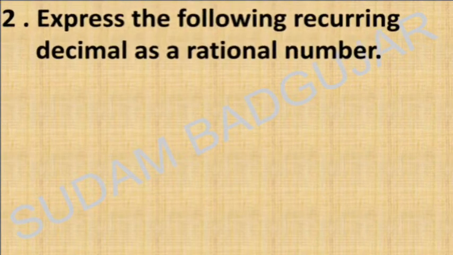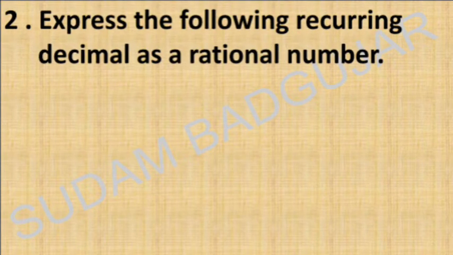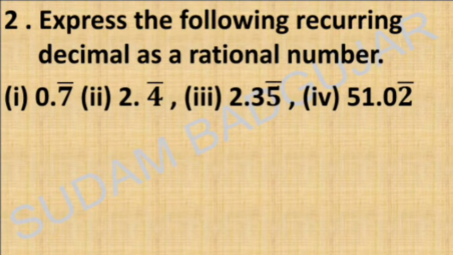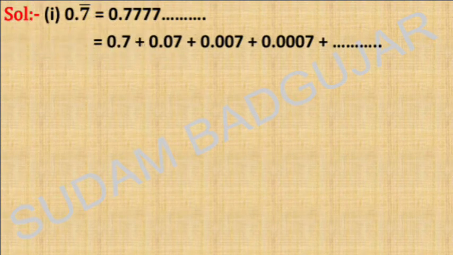Now question number second from your textbook: express the following recurring decimals as a rational number. See, there are 4 sub questions here: 0.7 bar, 2.4 bar, 2.35 bar and 51.02 bar. Okay, let's see one by one. Solution for 1, 0.7 bar. 0.7 bar means 0.777. This number we can split in terms of a sum of infinite terms, that is 0.7 plus 0.07 plus 0.007 plus 0.0007 in this way.